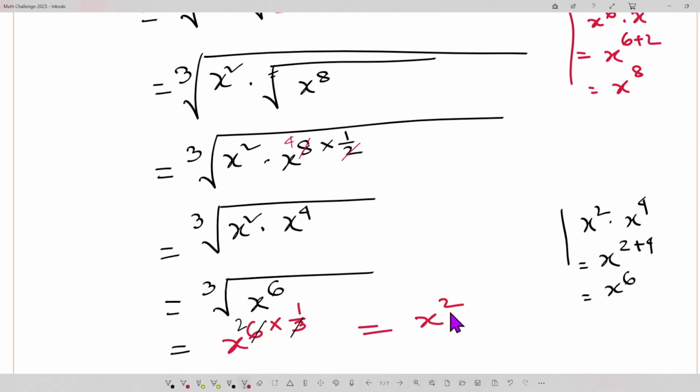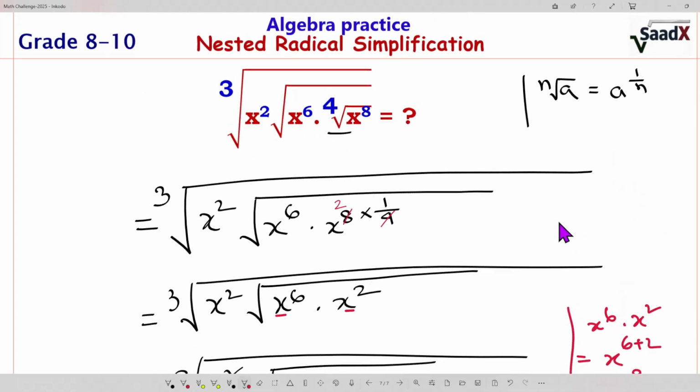x squared. Very simple. So this type of math is very important around the world, in any kind of math examination, grade 8 to 10. Higher level is also important, but we are trying to solve this for our algebraic practice. So the nested radical expression is very important.